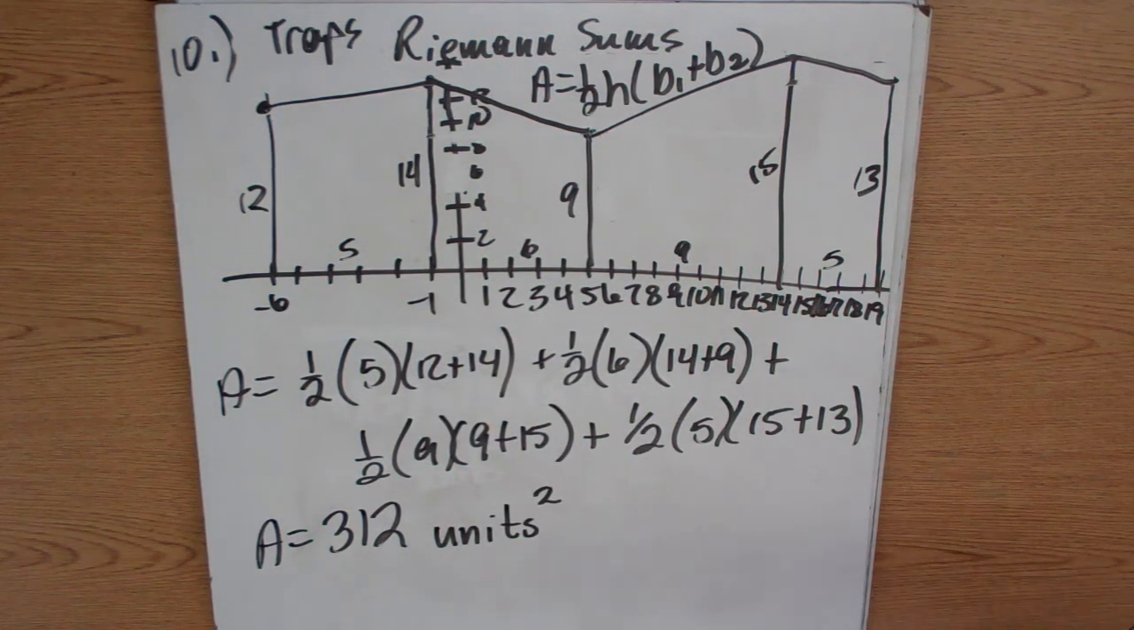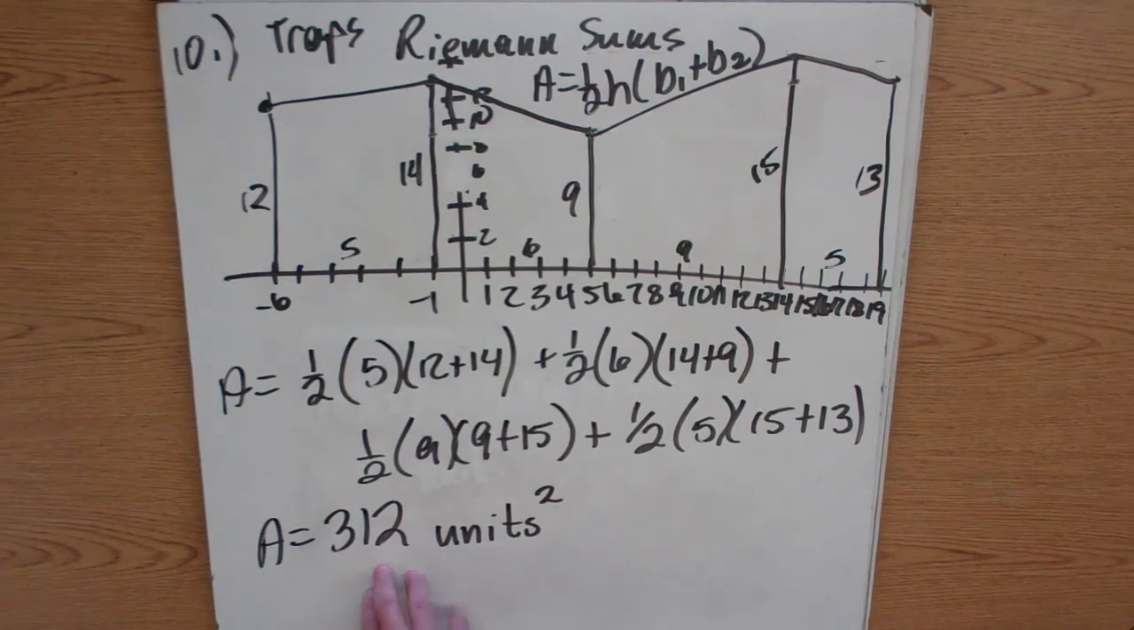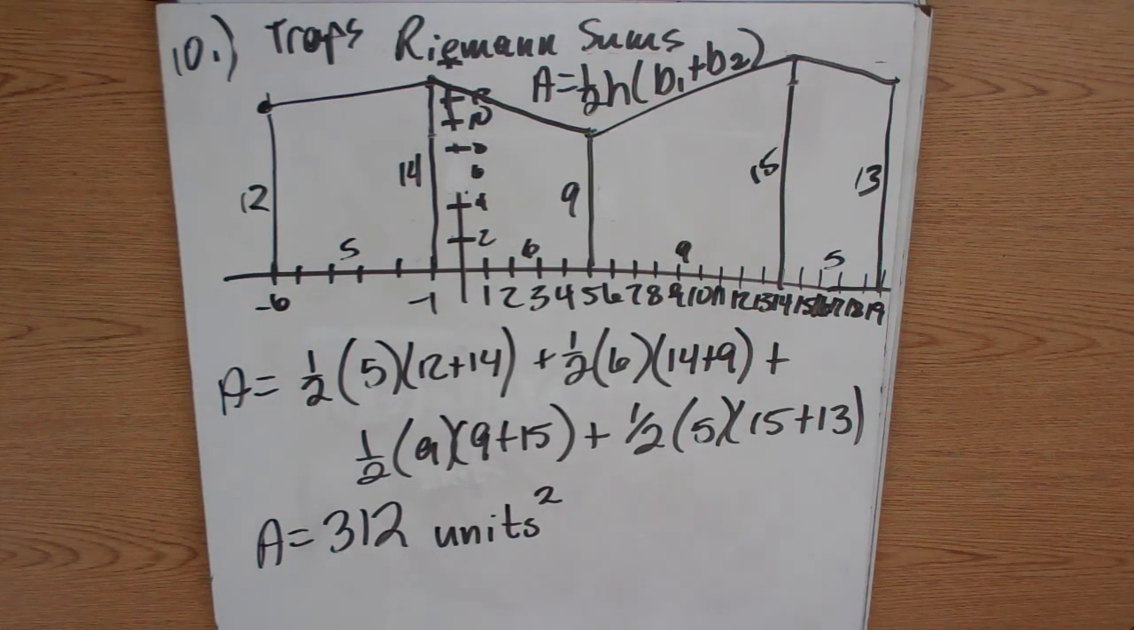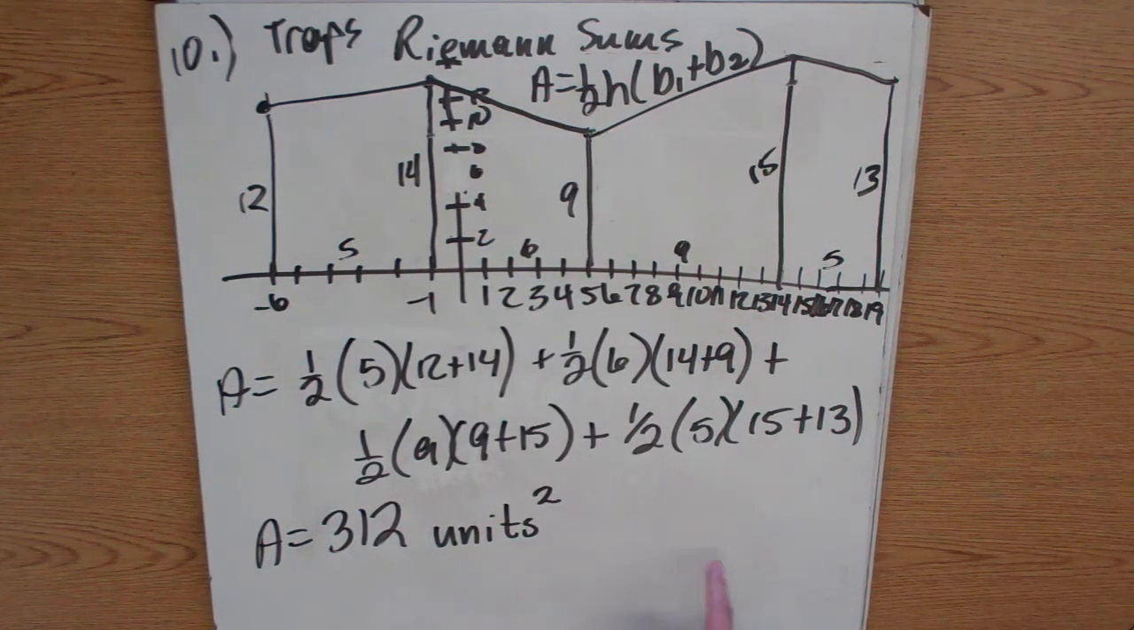We can use left, right, and the trapezoids. And as you can see in this case, the trapezoid is actually the average of the left and the right. All right, because our left was 300, our right was 324. Add them together, divided by 2, boom, 312.